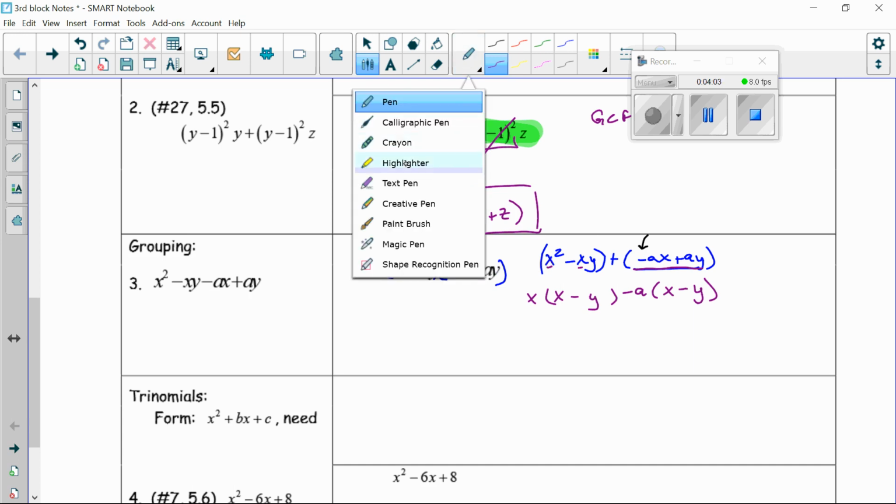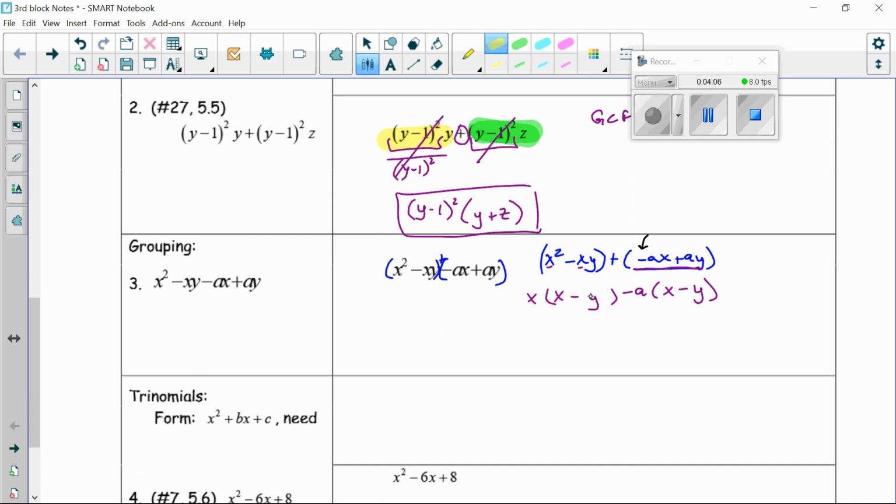If you get to this point in a grouping problem and your parentheses do not match, then you've done something wrong. So as long as it's factorable at this point in your problem, the parentheses should match. So that becomes your GCF, just like this problem up here. And so we're going to take out that x minus y, and what we're left with is x minus a. Now the order you write the factors doesn't matter. I could just as easily write x minus a and x minus y. But of course, with your sign, the order inside the parentheses will matter.